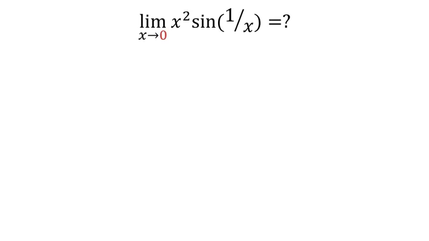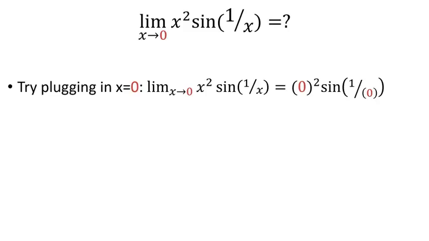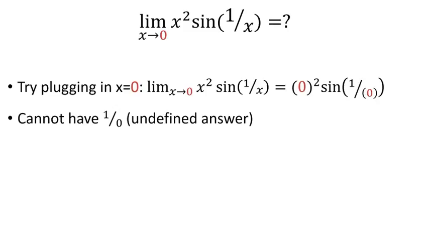Here we want to find the limit of x squared times sine of 1 over x as x approaches 0. But if we plug in x equals 0, we're going to get 1 over 0, which is undefined in math. So we're going to have to use the squeeze theorem.